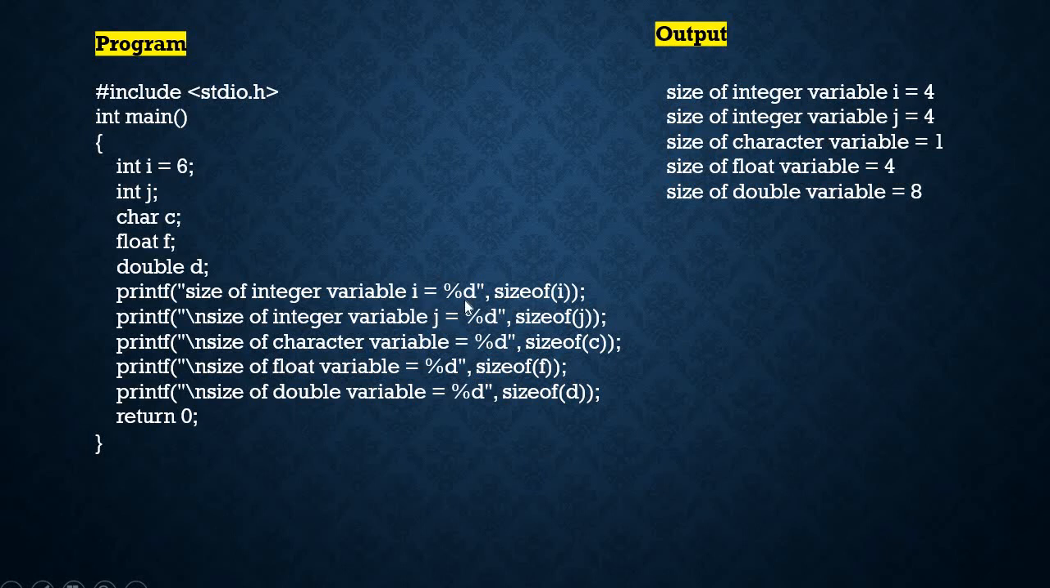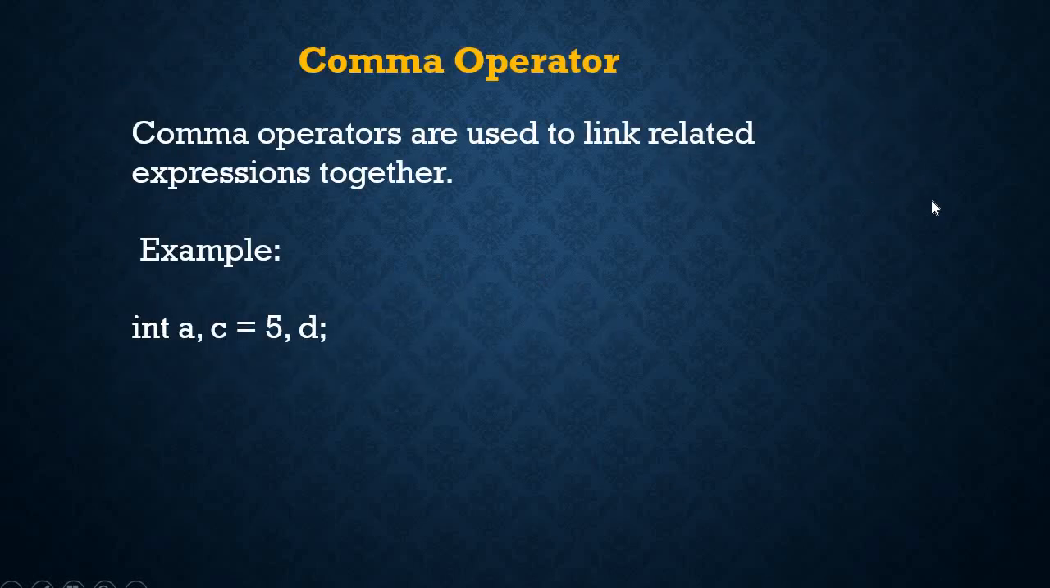First, for an integer variable I, the size of I is 4. And for J, this is also an integer variable, so it returns 4. Our C variable is a character variable, so it returns only 1. For float we will have 4, and for double we will have 8.